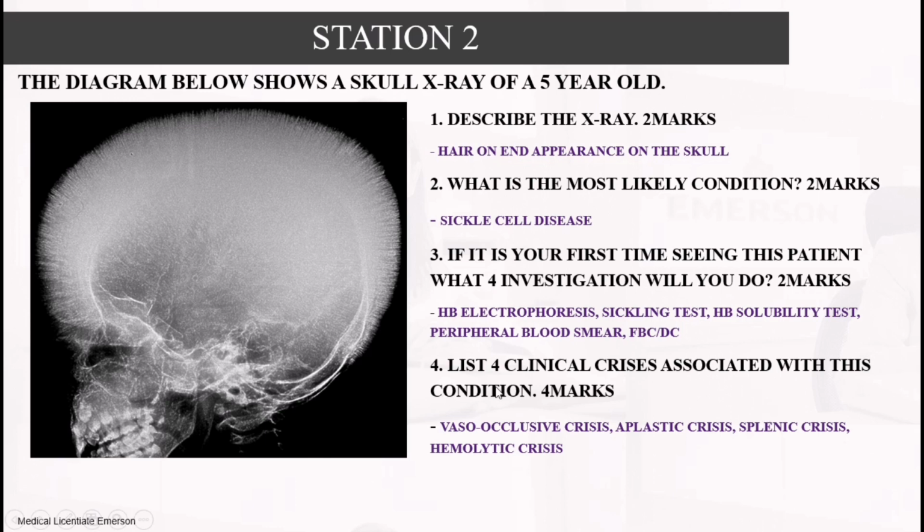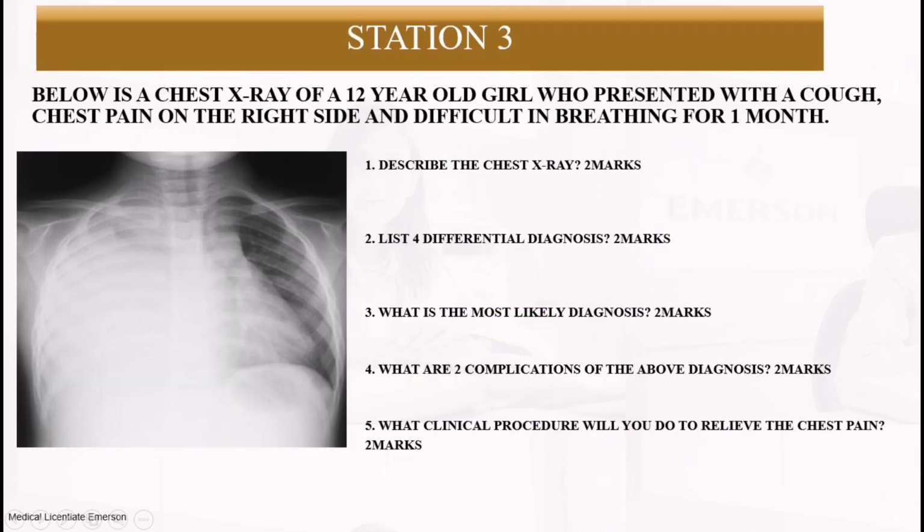Okay, so we move on to station 3. Below is the chest X-ray of a 12-year-old girl who presented with a cough, then chest pain on the right side, and difficulties in breathing for 1 month. So she has been experiencing difficulty in breathing for 1 month, chest pain, and also a cough. Describe the chest X-ray. List 4 differential diagnoses. What is the most likely diagnosis? What are the 2 complications of the above diagnosis? Then what clinical procedure will you do to relieve the chest pain?